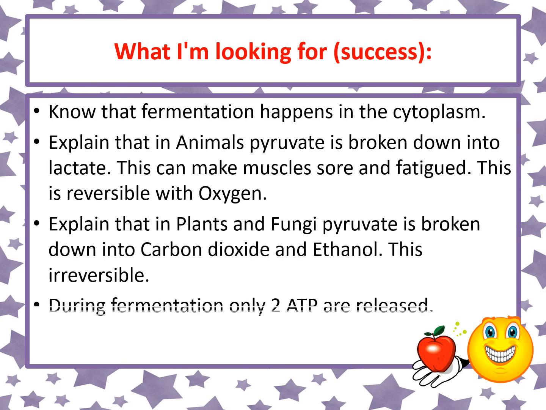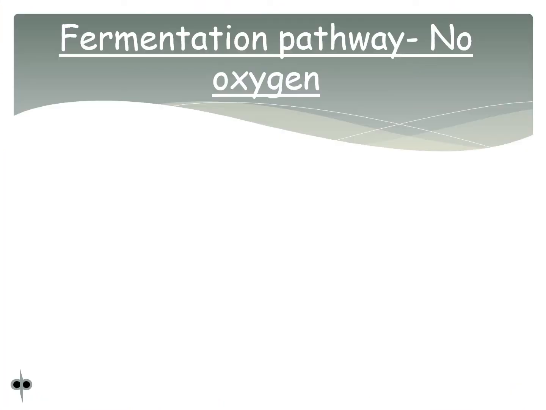And to be successful in this, you need to know that fermentation happens in the cytoplasm. You need to explain that in animals, pyruvate is broken down to lactate, and this can make muscles sore and fatigued, which just means tired, and this is reversible with oxygen. You need to explain that in plants and fungi, pyruvate is broken down to carbon dioxide and ethanol, and this is irreversible. So during fermentation, only 2 ATP are released, which is a lot less than what happens in the aerobic respiration.